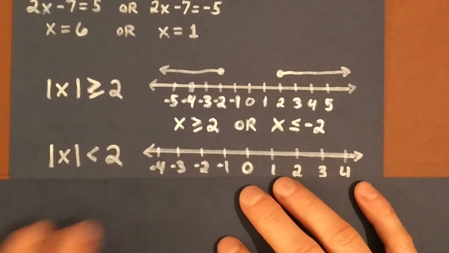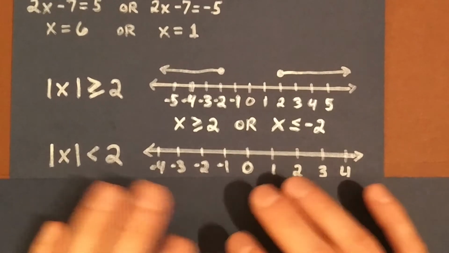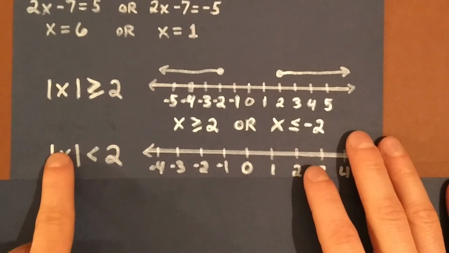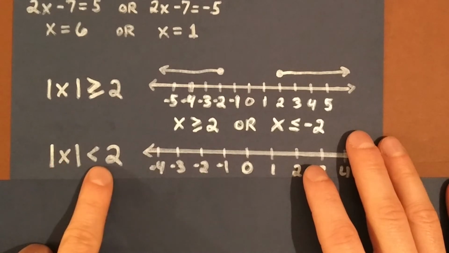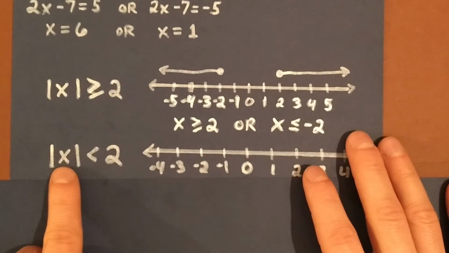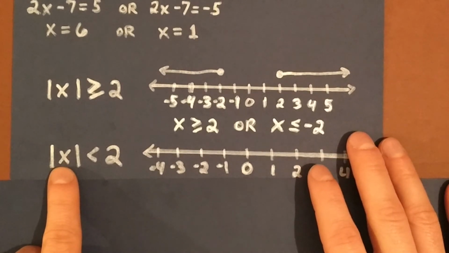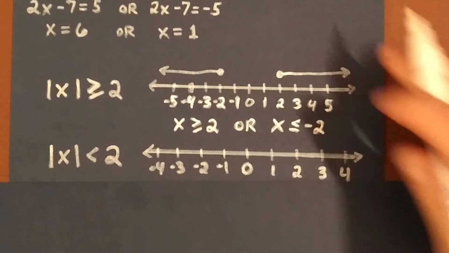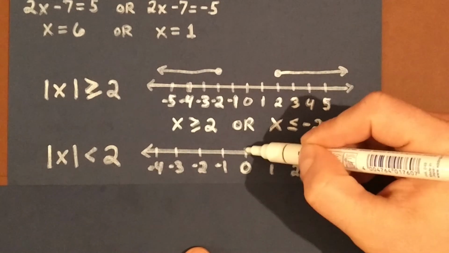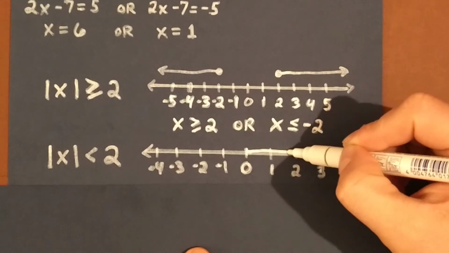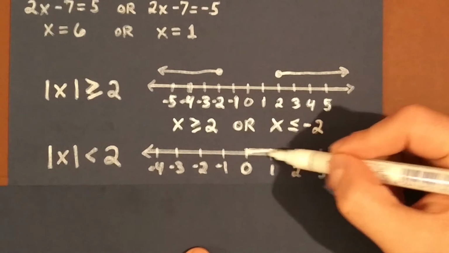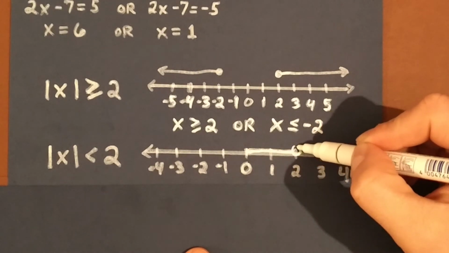And I think it's important to think about it visually in terms of distance on the number line. This inequality is saying the absolute value of x is less than 2. So the distance away from 0 is less than 2. X is less than 2 units from 0. So it's up to, and not including, 2 units from 0. All of these numbers are less than 2 units from 0 and not 2.